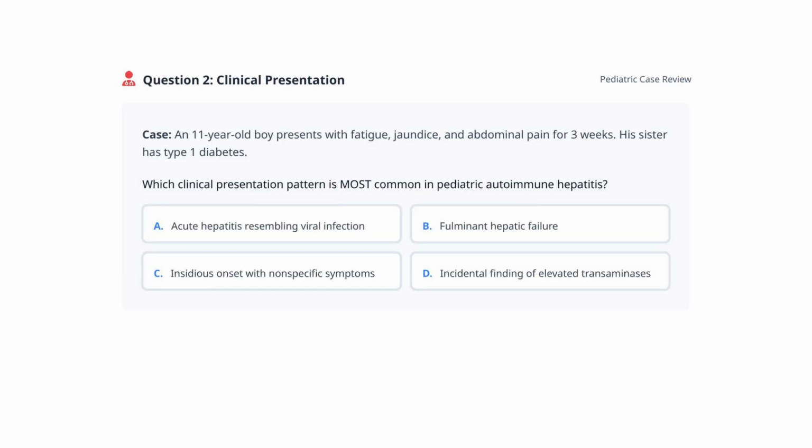Consider this case. An 11-year-old boy presents with fatigue, jaundice, and abdominal pain for 3 weeks. His sister has type 1 diabetes. Which clinical presentation pattern is most common in pediatric autoimmune hepatitis? A. Acute hepatitis resembling viral infection. B. Fulminant hepatic failure. C. Insidious onset with nonspecific symptoms. D. Incidental finding of elevated transaminases.